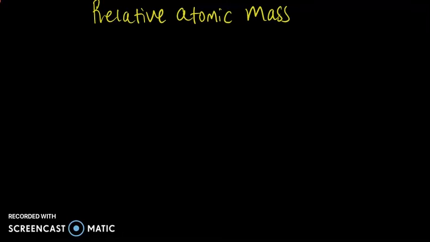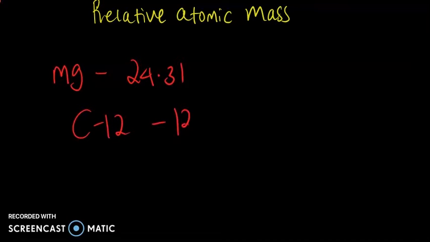So for example, let's take magnesium. Magnesium has a relative atomic mass of 24.31, which is twice as heavy as the relative atomic mass of carbon-12, which has exactly 12 relative atomic mass.